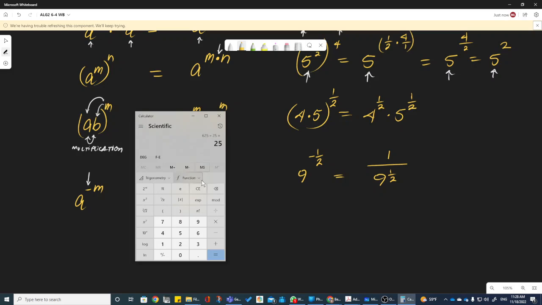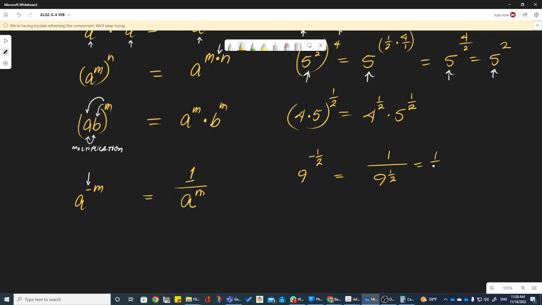Look. 9 to the power of 1 divided by 2 is equal to 3. So this is equal to 1 over 3. Okay?